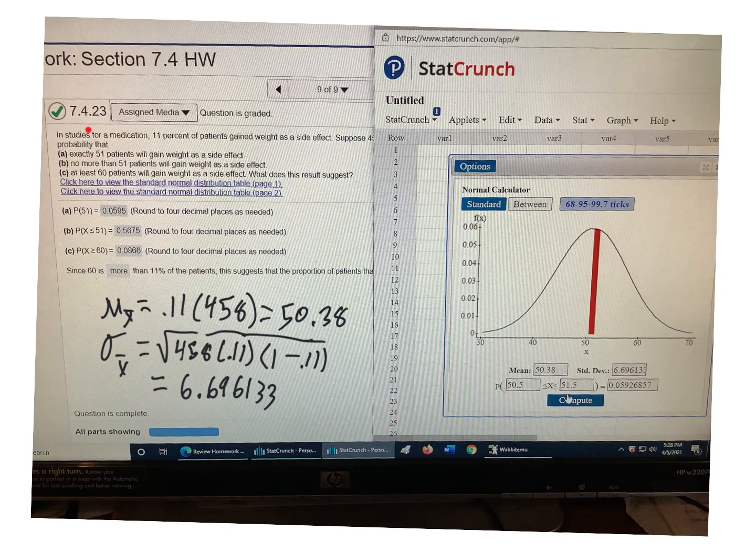Oh, I saw your question on the discussion board. It's from 7-4, number 9. Here you're using the normal curve to approximate the binomial probability distribution.